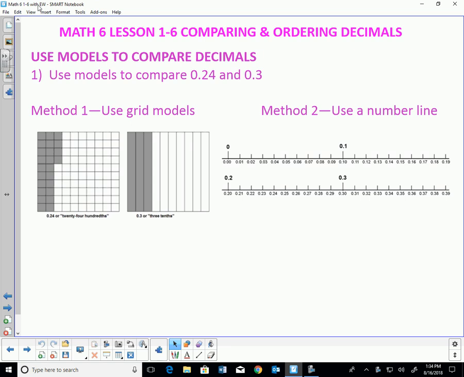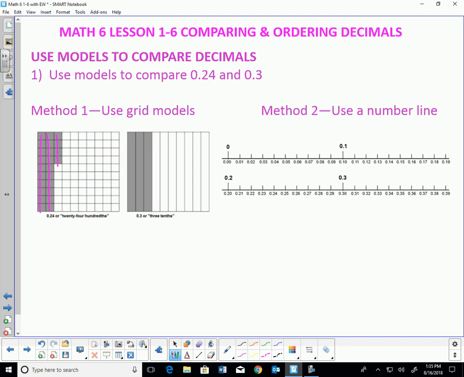Let's take a look at the numbers 0.24 and 0.3, 24 hundredths and 3 tenths. We can use a gridded model to compare the numbers, or we can use a number line. If we were going to use a gridded model, 24 hundredths, if we took a larger box and we were to break it into 100 equal pieces, we would shade 24 of them, which is what we've done here. These would be 24 shaded boxes.